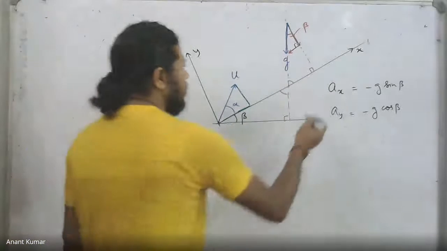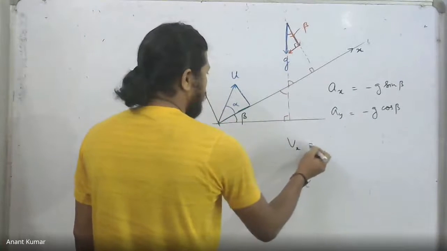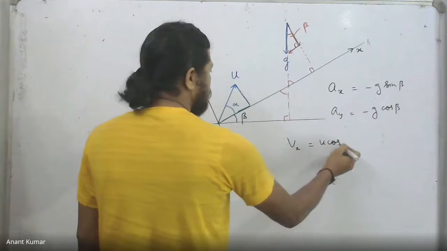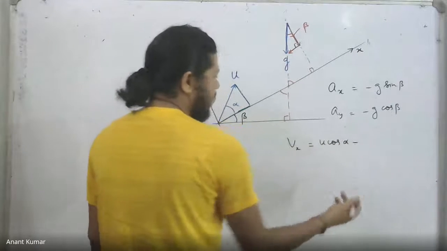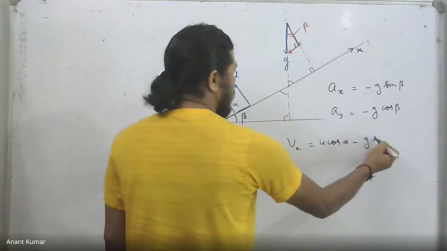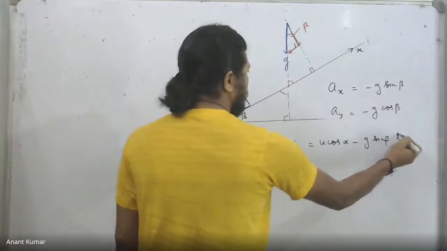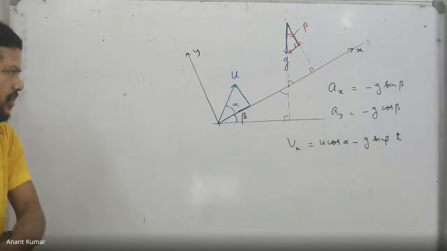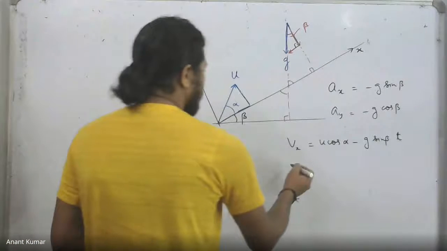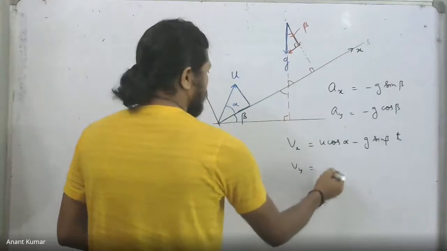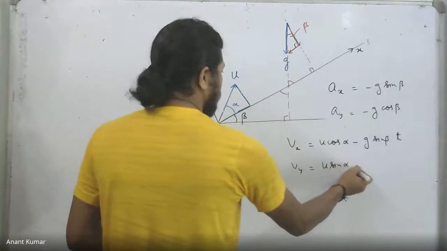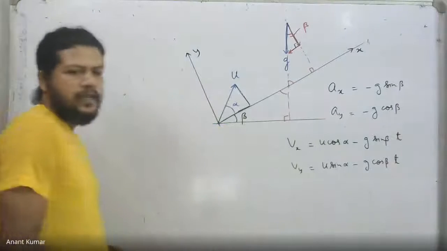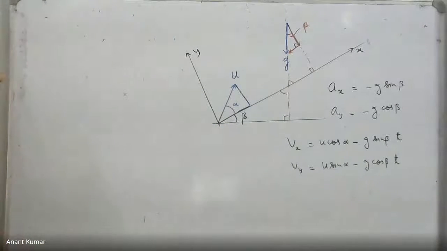If I use them, I get in this case Vx, the x velocity, is the initial velocity in that direction, which is u cos alpha, minus at, but at becomes in this case g sine beta into the time t. That is what we have. Vx equal to u cos alpha minus g sine beta into t. What about Vy? Vy will turn out to be u sine alpha minus g cos beta into t. In this case, the x and y both velocities will decrease with respect to time.